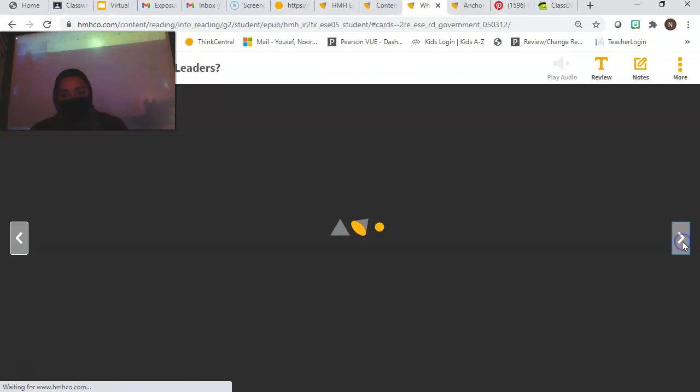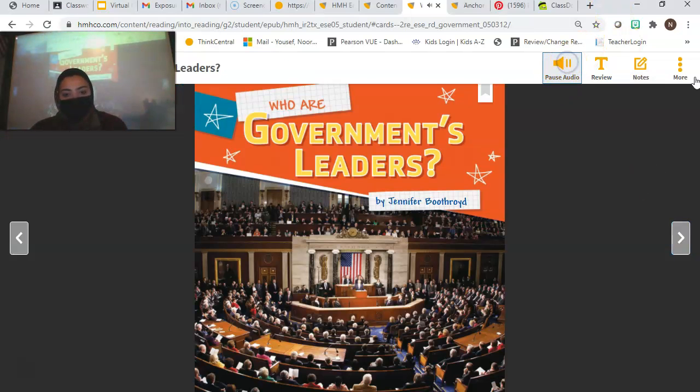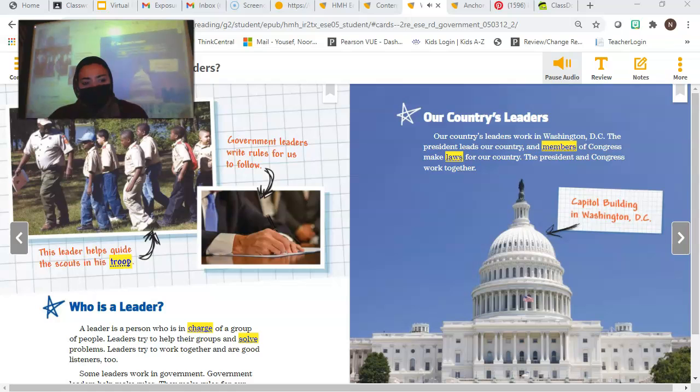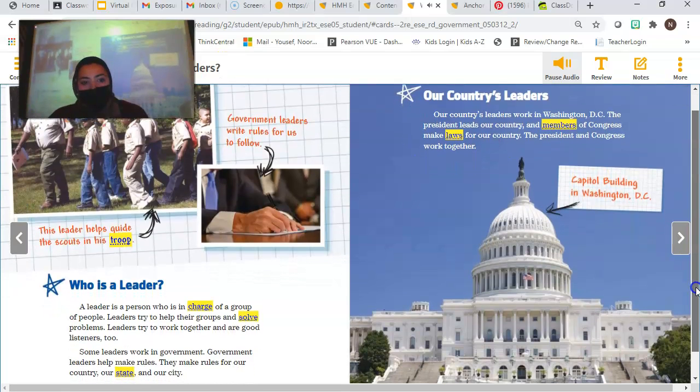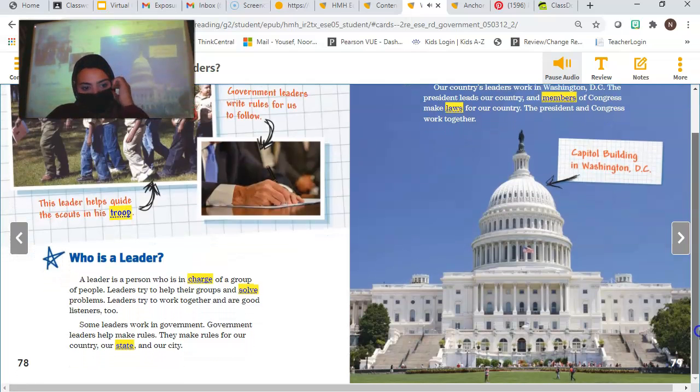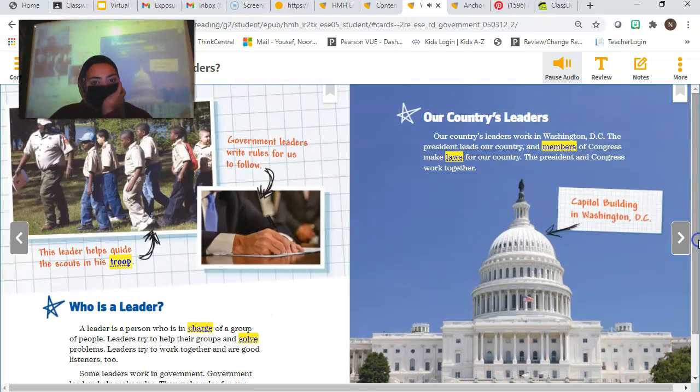All right. Who are Government's Leaders? By Jennifer Boothroyd. Who is a leader? A leader is a person who is in charge of a group of people. Leaders try to help their groups and solve problems. Leaders try to work together and are good listeners too. Some leaders work in government. Government leaders help make rules. They make rules for our country, our state, and our city.